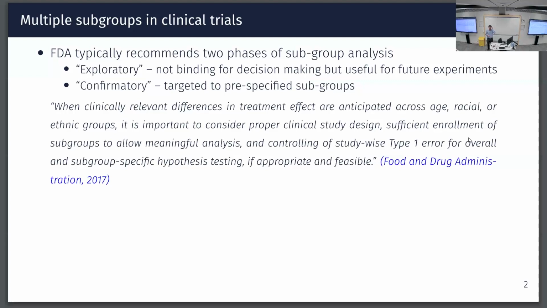Here is just a quote from these non-binding guides, this guide from the FDA, where they recommend to control the family-wise error rate across the different tests.